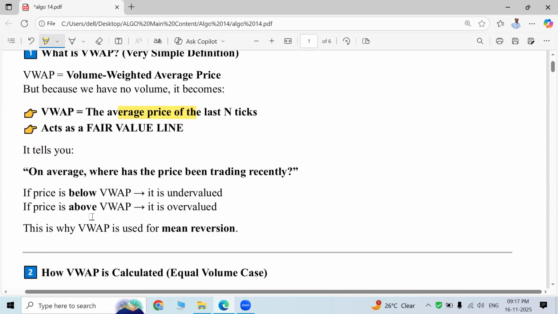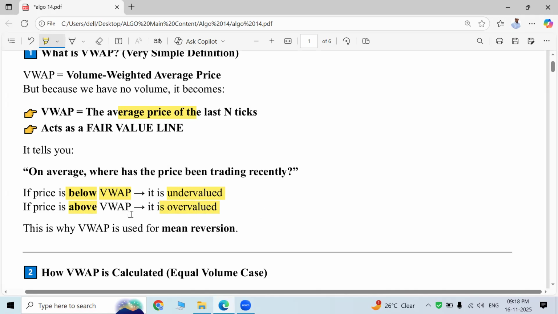The strategy is very simple. First, we will try to calculate the VWAP. If the price is below VWAP, we consider it as undervalued, and we are going to long the position. And if the price is above VWAP, we consider it as overvalued, and we are going to short the equity, or the short position will be taken.